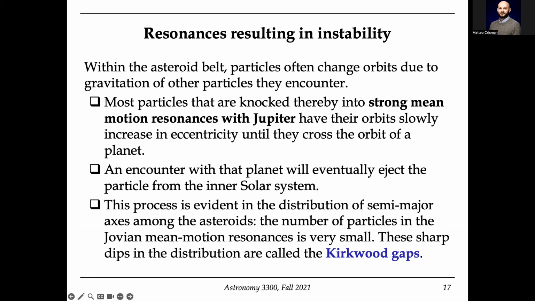Particles that are knocked into the mean motion resonance increase in eccentricity, and then they cross the orbit of a planet. What happens when you cross the orbit of a planet? You might hit the planet, right? So that's how you get the moon with all those asteroids smashed into its surface, right?